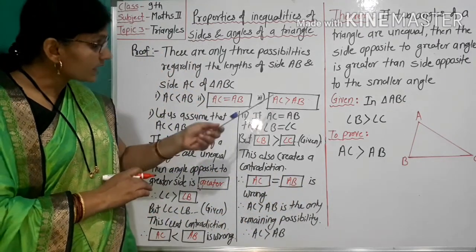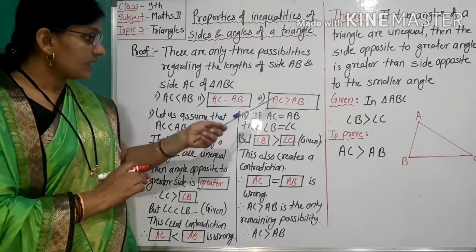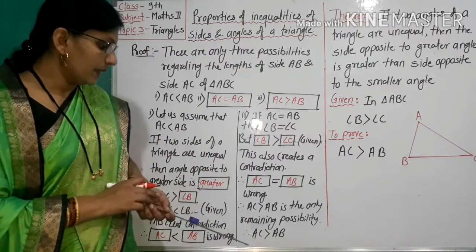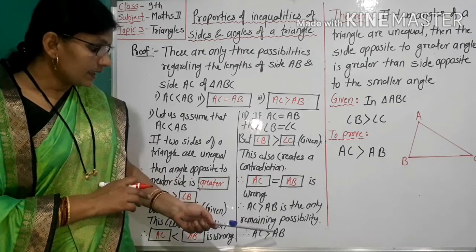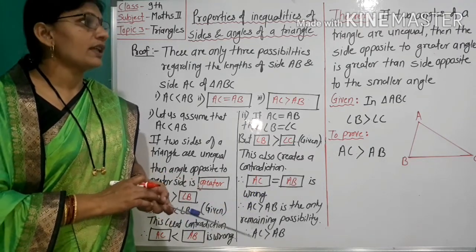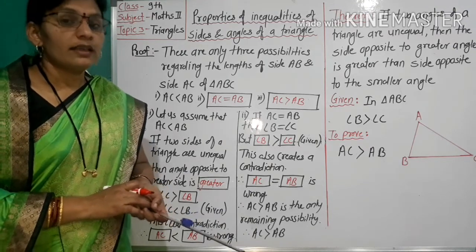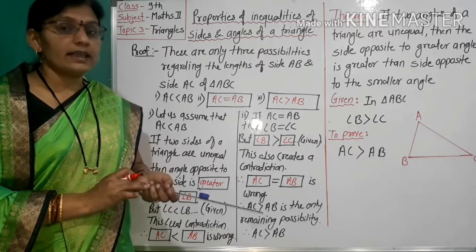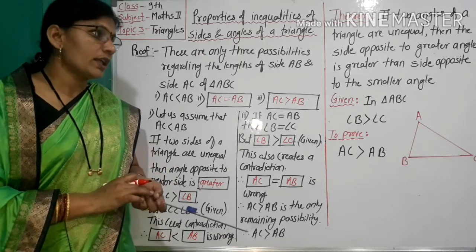And therefore, the third assumption, AC is greater than AB, is the only remaining possibility. Here we prove that if two angles of a triangle are unequal, then the side opposite to the greater angle is greater than the side opposite to the smaller angle.